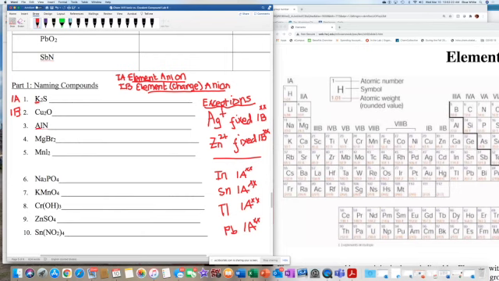Number 3, aluminum. Aluminum is here. Aluminum is a fixed charge metal. It's not one of the exceptions. So this is going to be ionic A. We've got magnesium. Magnesium is right here. Magnesium is A, no exceptions, right? So magnesium is ionic A. And then Mn, manganese. Manganese is right here. We'll call this ionic B.